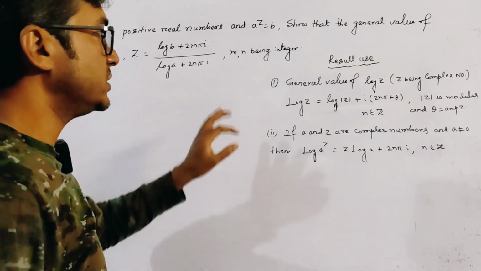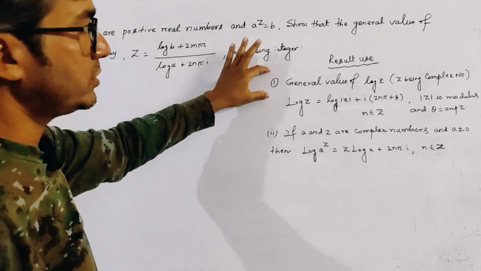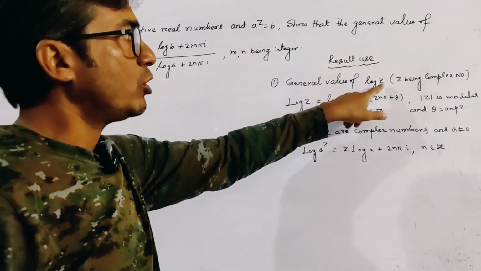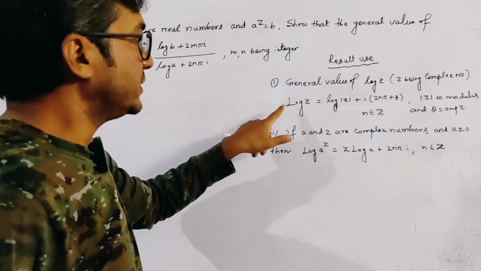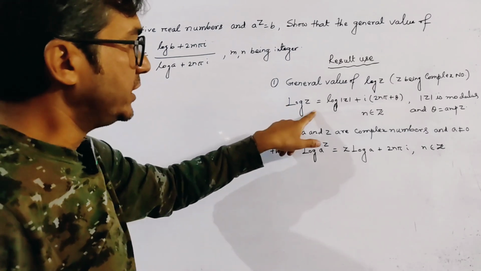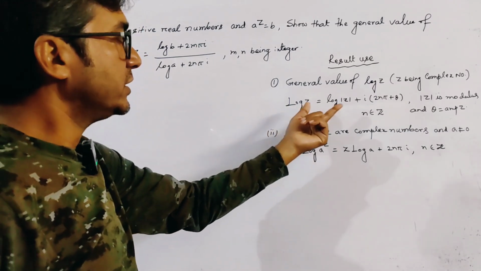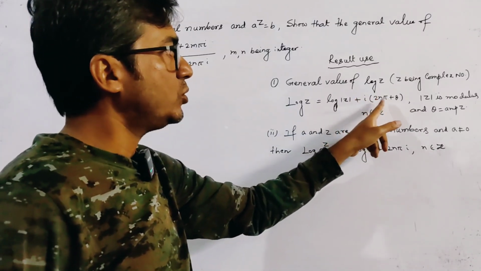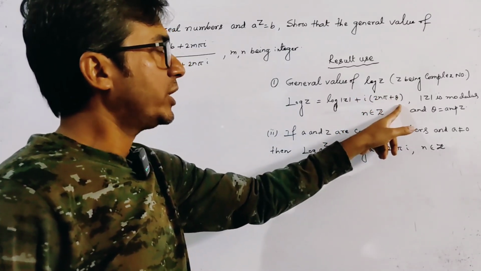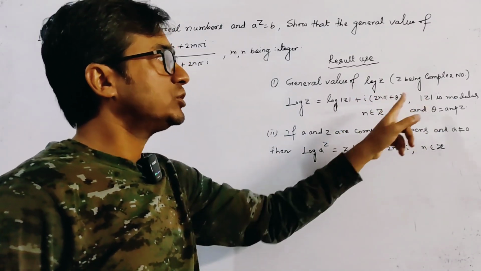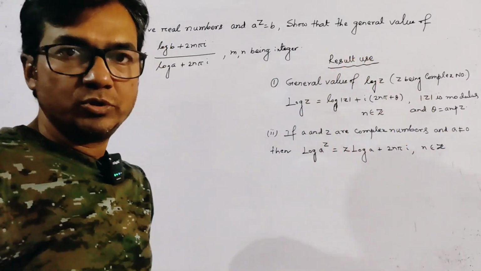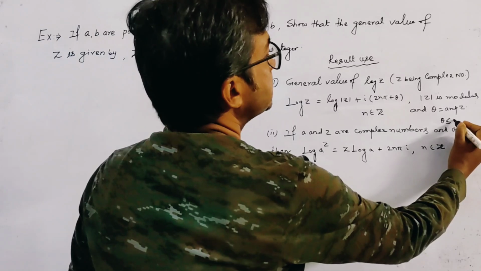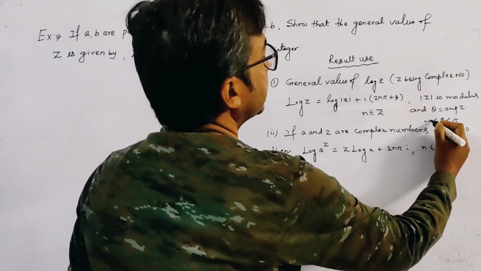The first one is a very popular result, that is the general value of log z. The general value of log z, written as capital Log z, is log of mod z plus i into (2n pi plus theta), where mod z is the modulus of z and theta is the amplitude. The amplitude theta is less than or equal to pi and greater than minus pi.